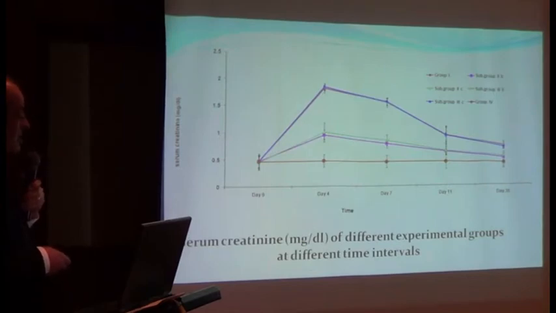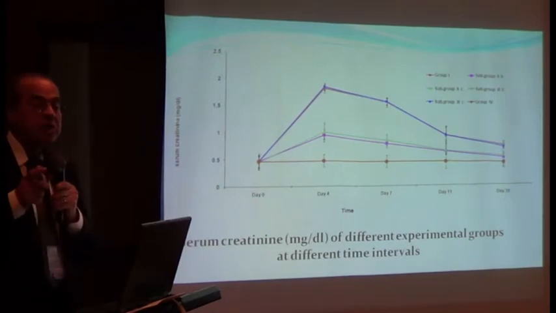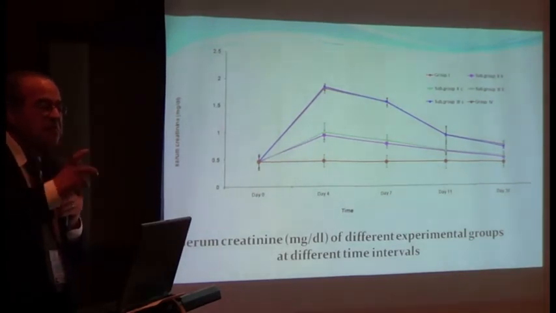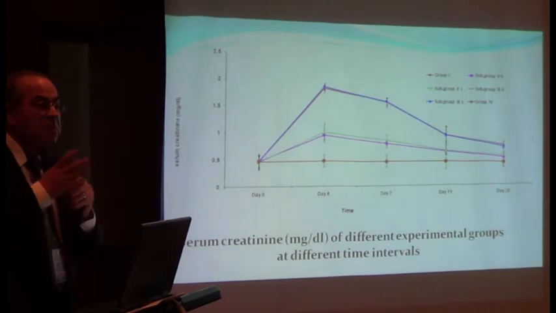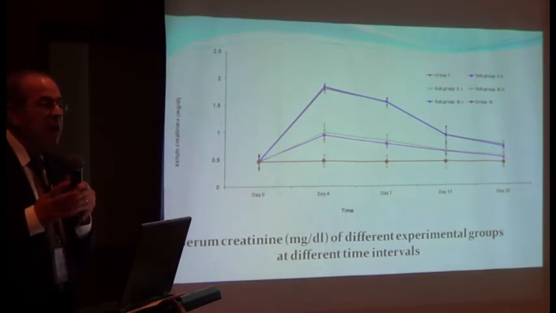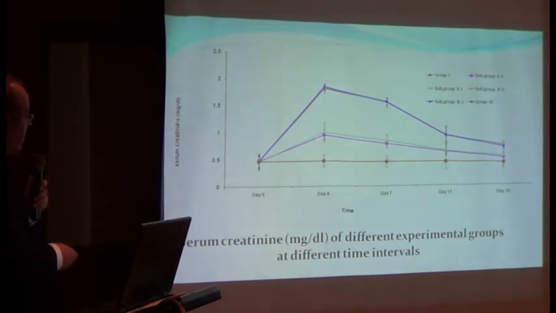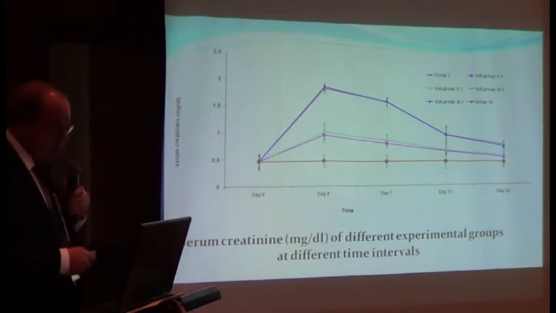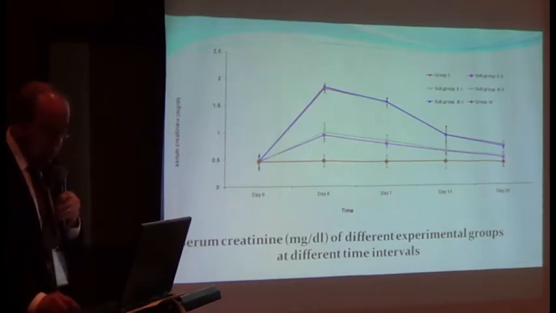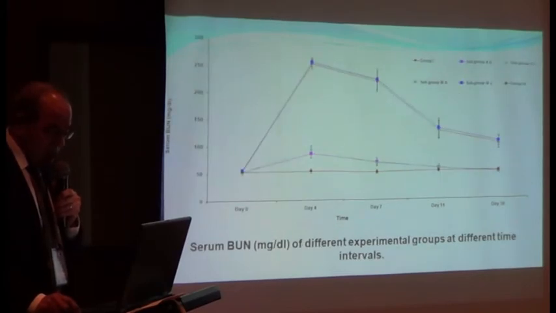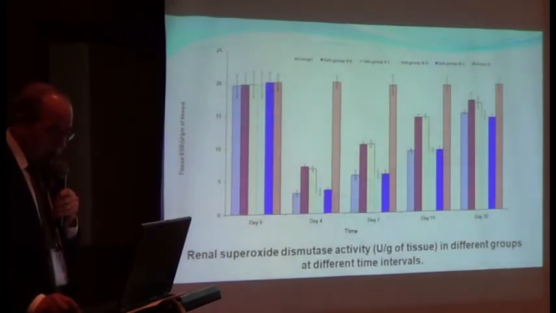We thought that when you give the stem cells intra-arterial, you will get a much better result than when you give them peripherally. But we were surprised that the results were not so much different. We are waiting for the rest, when we inject the cells into the renal tissue. The same with BUN, even the changes are more marked and more clear with BUN, and the same with oxidative stress.